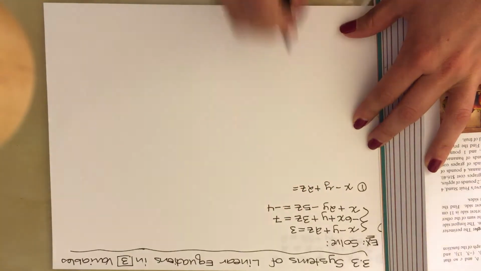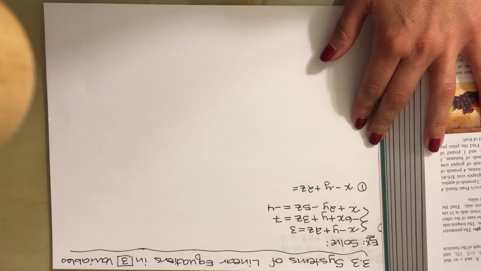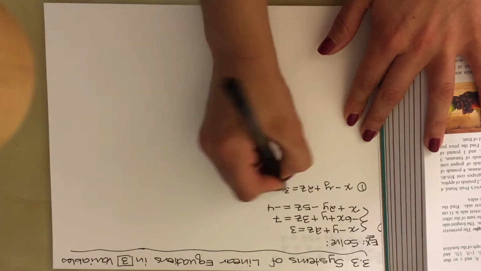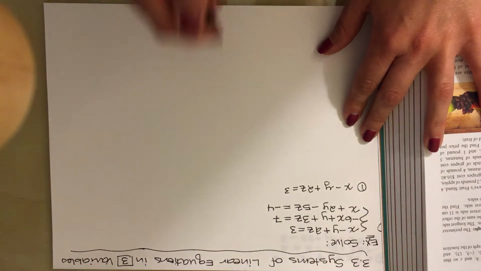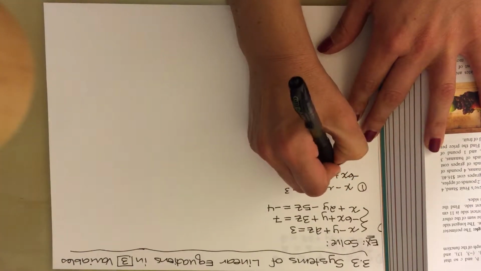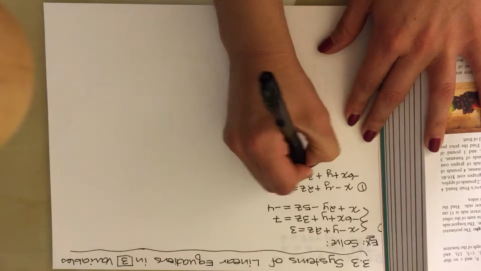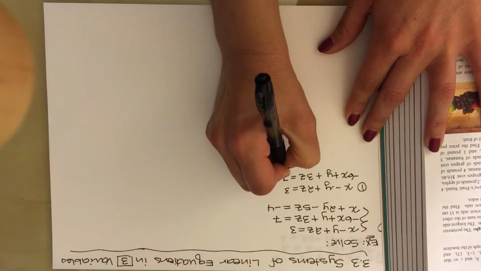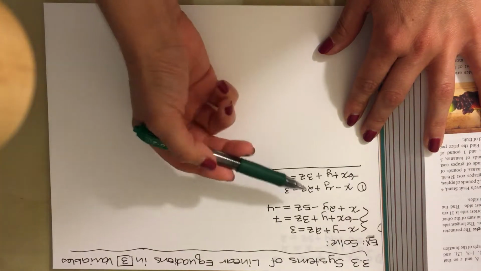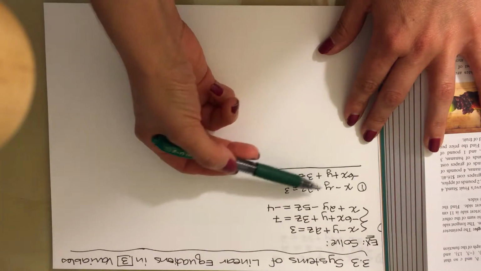It's a good idea to write out all your steps clearly, so that if you make a mistake, you can always go back and check your work to see where you went wrong. So make sure when you're working on these that you write out all your steps. Okay, so we do not have to multiply, we just add and we can eliminate y.